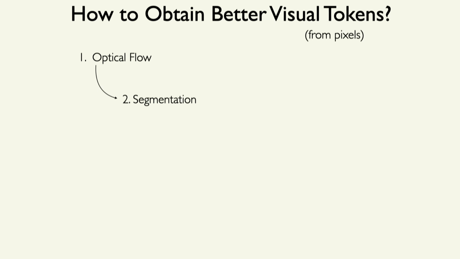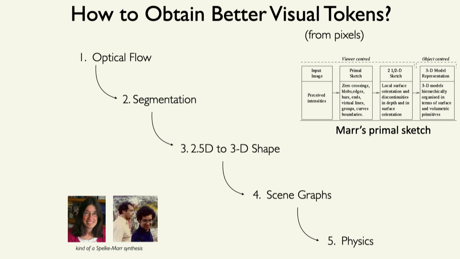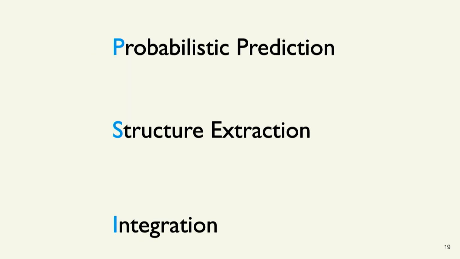And then we can turn that into segments, so grouping things that move together. And then from that, we can get to 2.5 or 3-dimensional shapes. And from that, we can build higher levels of abstractions like scene graphs and then resolve physics that way. There are classic works from Spelke and Marr about ways that a cognitive model of the brain might do this. But I'm going to talk about our artificial intelligence approach of trying to integrate some of these concepts.